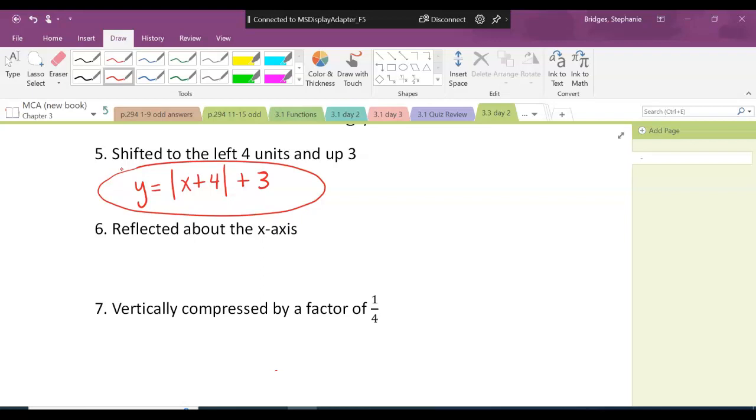Everybody okay with that? Next one is reflected about the x-axis. You put a negative where? On the outside. So it's going to be y equals a negative absolute value of x. There is no other movement that they want, so that is my equation.